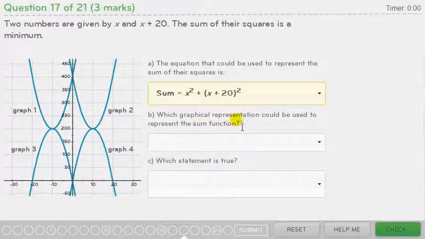Next, which graphical representation could be used to represent the sum function? Well, first of all, because we know that our leading coefficient is going to be positive, we have an x squared here, and then when we square this, it's still going to be an x squared. We know that it either has to be graph 1 or graph 2 because they're both opening upwards. From here, we're going to have to do a little bit of work to try and figure out where our vertex is.